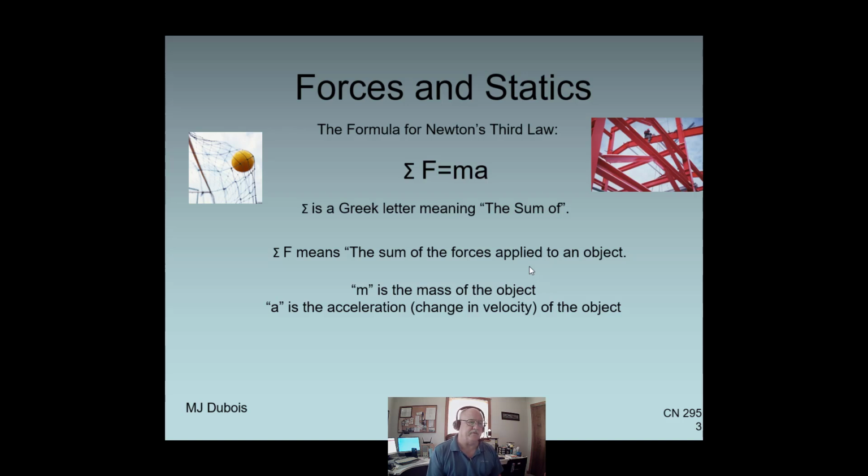So this is Newton's famous law. The sum of the forces equals the mass times the acceleration. That little sideways m is the Greek letter sigma, and that's the engineering term for the sum of. It's much easier to write that sigma than it is to draw the sum of every time. M is the mass of whatever we're pushing on or force is applied to, and A is the acceleration that results from the force. This is our first formula.